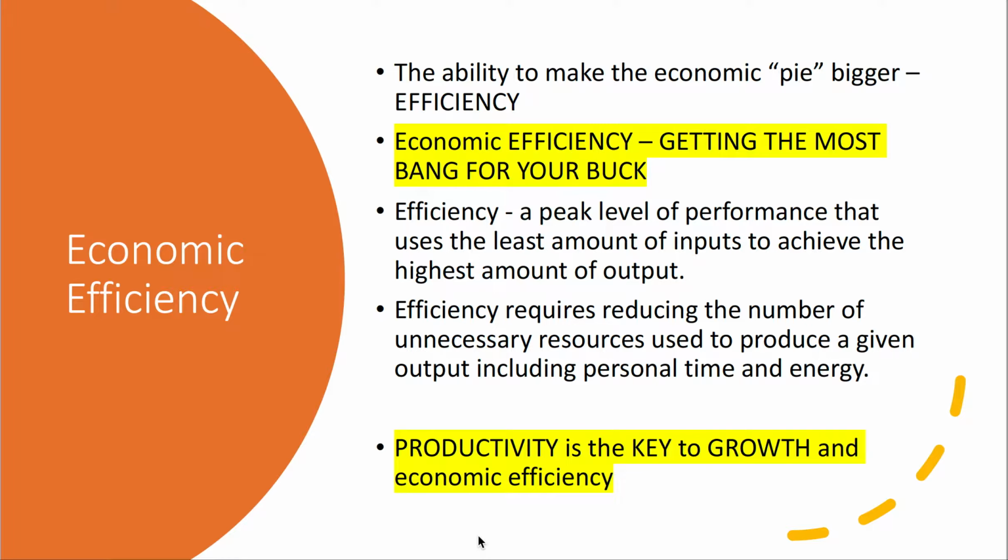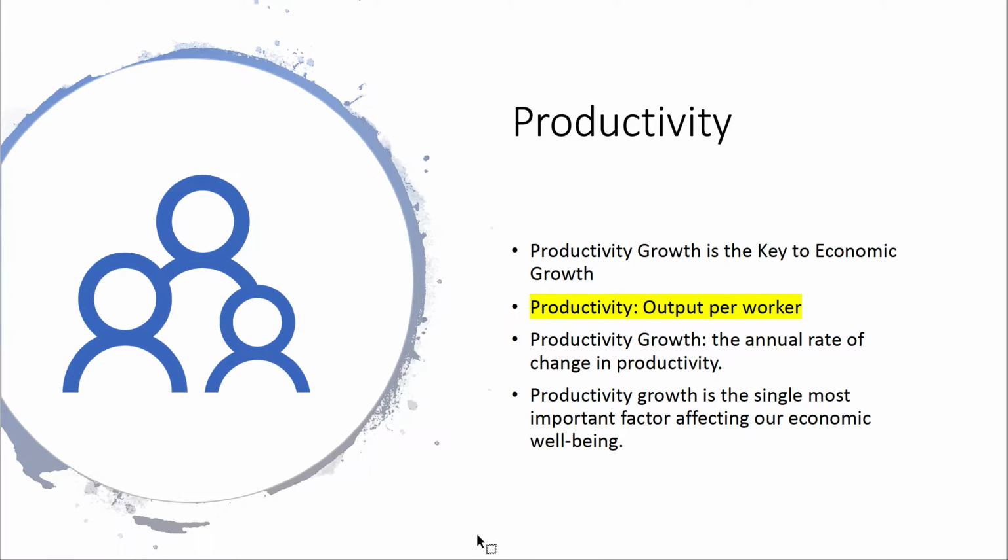So let's say you're a waiter and you're serving 3 tables in an hour. If you can serve 10 tables in an hour, your productivity has gone up and the supply curve has shifted out. There's more value created, and as a consequence, it is the key to growing an economy. So when we think about productivity, we're thinking about it, plain and simple, as output per worker. Another way to say it is bang for your buck.